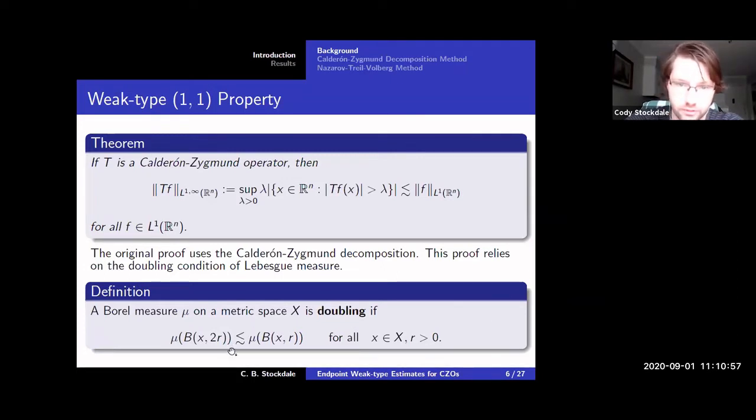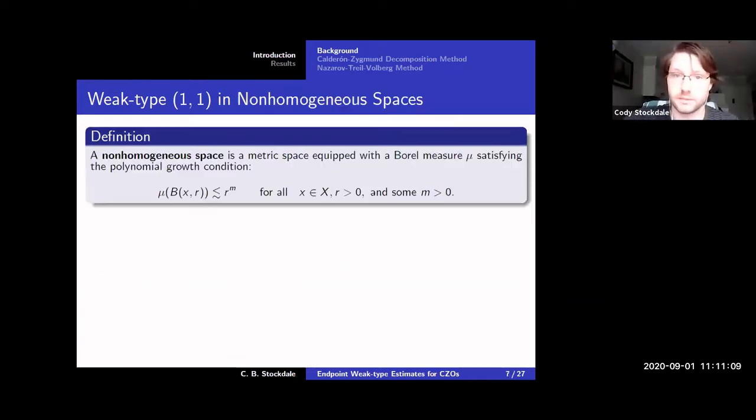So I'm using this less-than-or-equivalent squiggle to say there might be an implicit constant here that will not depend on any parameters that we care about. So it's comparable up to some constant that we don't care about. So this is a doubling property. The Lebesgue measure has that. And what if we are working in a space where that property does not hold? Can we still have a consistent theory of Calderon-Zygmund operators? Can we still have this weak type 1,1 property?